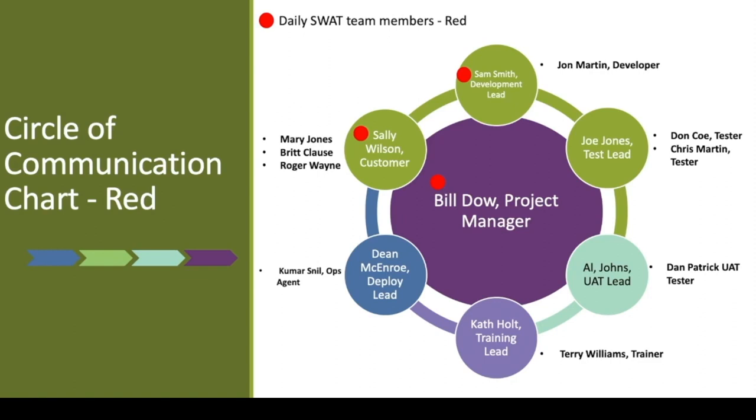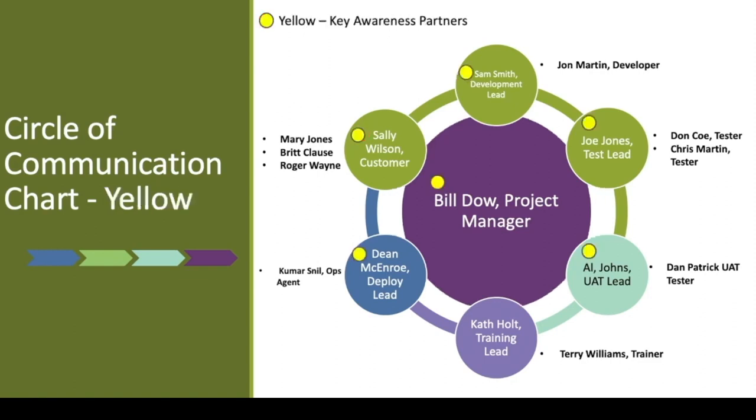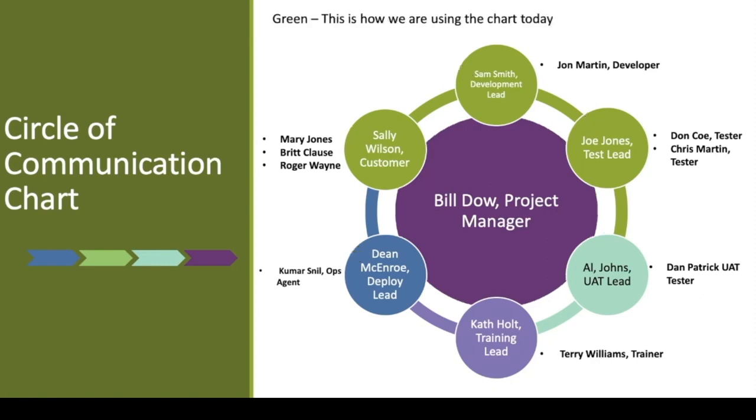Now, what happens when the project goes to yellow? Well, there are some awareness partners. Now we have to start pulling in some different people. And you'll see poor Cass not involved yet, but again, it's just an example of using the circle of communications chart with these color conditions. And then, of course, when it's back to green, everything's normal. Nothing has to happen. This is what we're using already today.